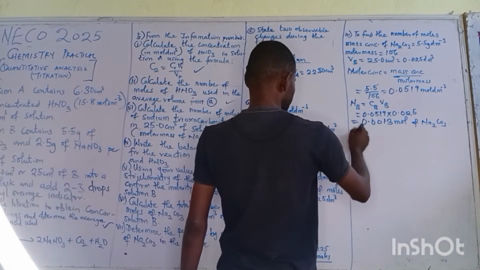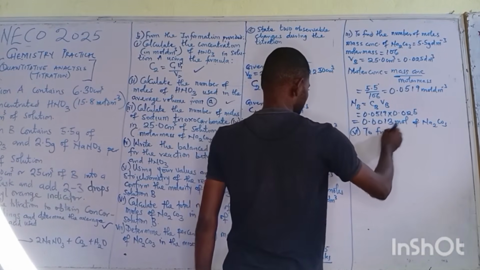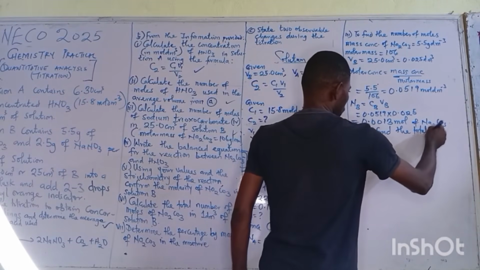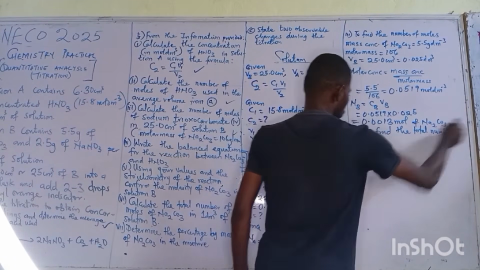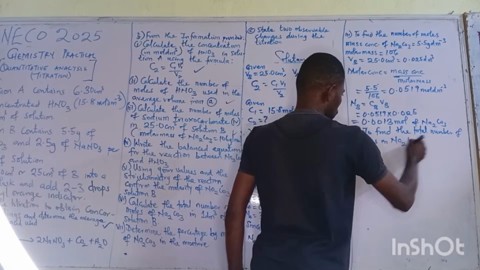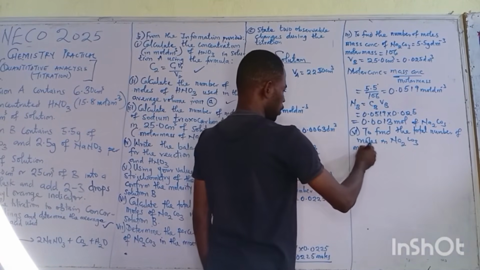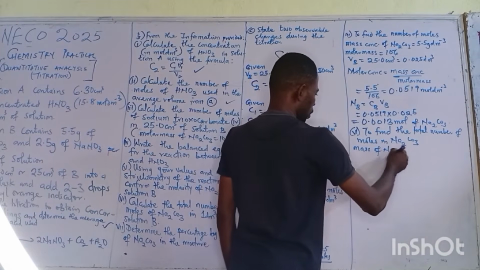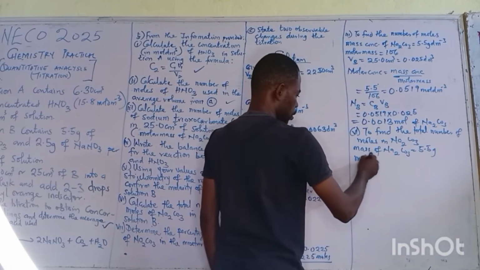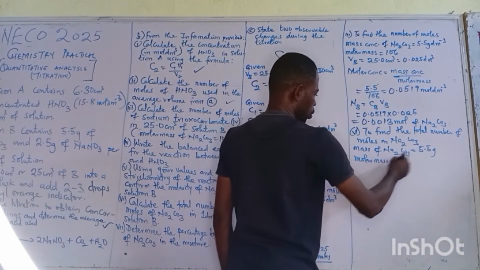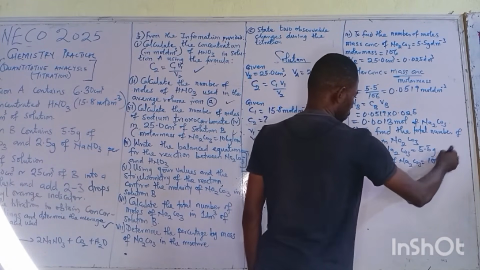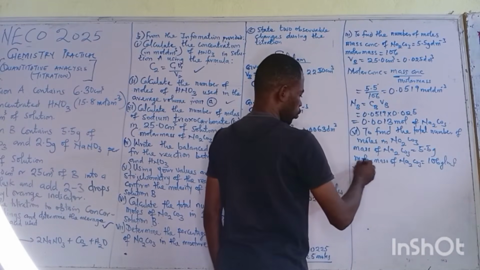Now, to find the total number of moles in Na2CO3, what are we going to have? What's our mass? They give us the mass. What's the mass of Na2CO3 in the question? They give us 5.5. And what's the molar mass of this? The molar mass of Na2CO3 is 106 grams per mole. So putting them together to find the moles, we know it is mass over molar mass.